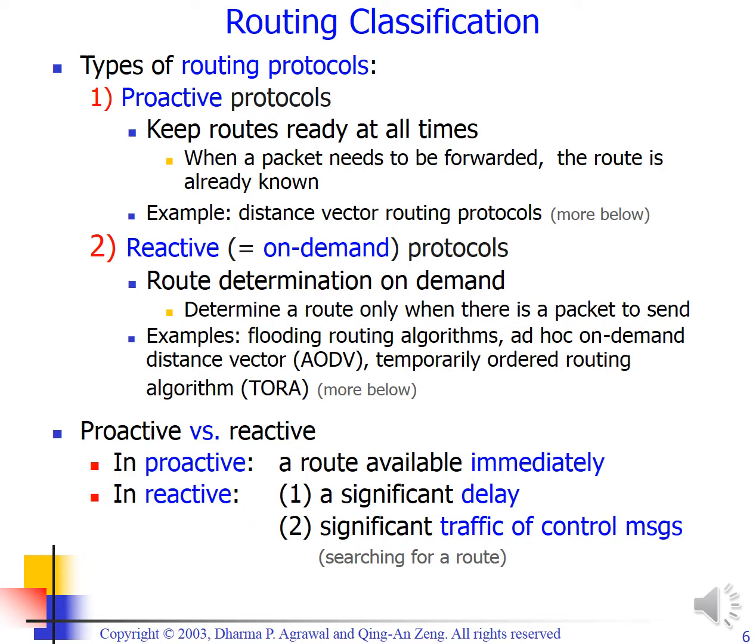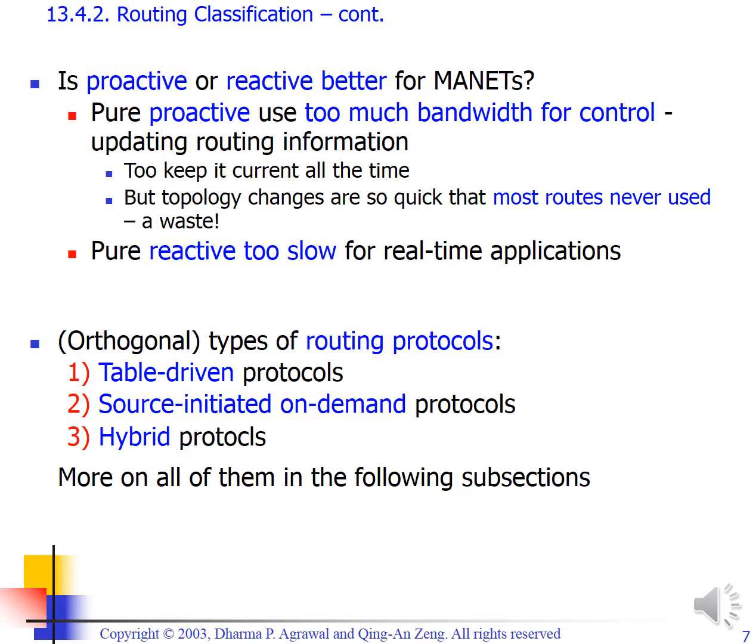So, routing classification: proactive protocols and reactive routing protocols. Proactive routing keeps routes. In proactive, when a packet needs to be forwarded, the route is already known. When there is a demand, when you have a packet and can have the data transmission, that's reactive. Proactive: route available immediately. Reactive: a significant delay and significant control message traffic.